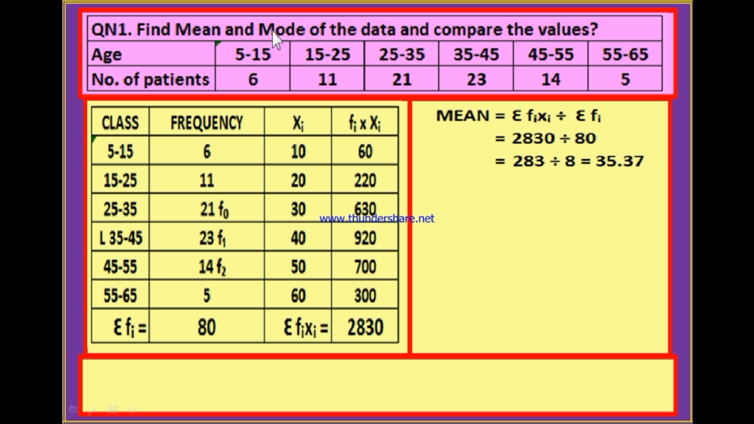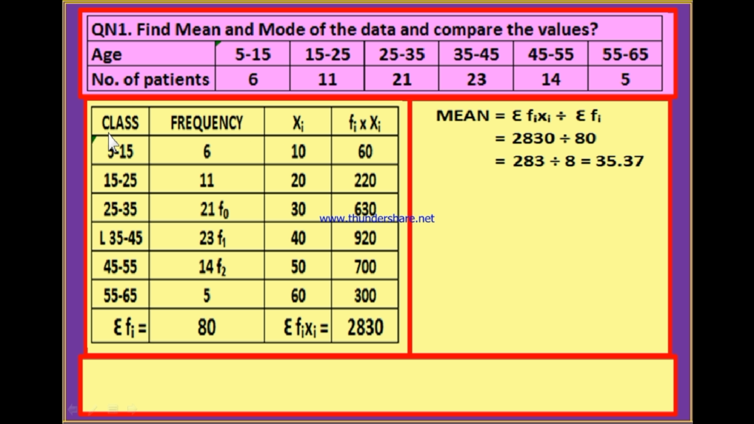Whereas in order to find the mode of any grouped data, no need to construct any other columns. The given two columns are enough. That is, you may be given classes and you may be given frequencies. These two columns are enough in order to find the mode. You need not construct any more columns. Understood? Is it clear now?